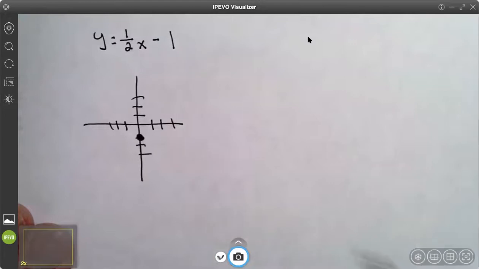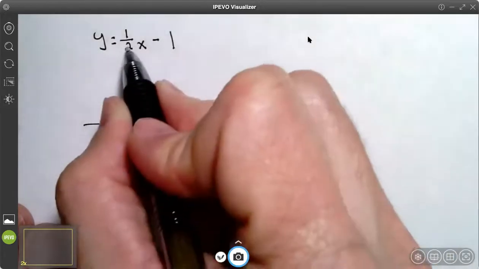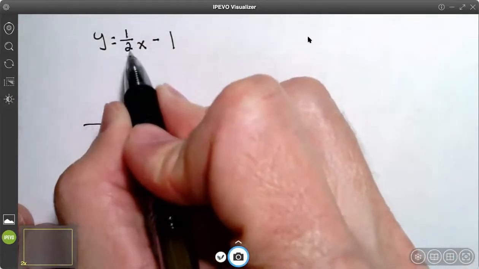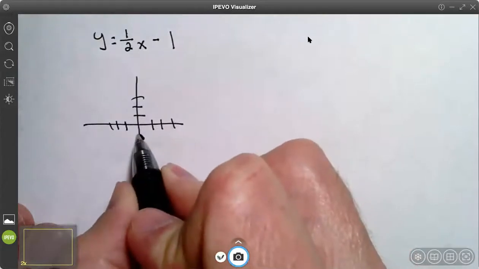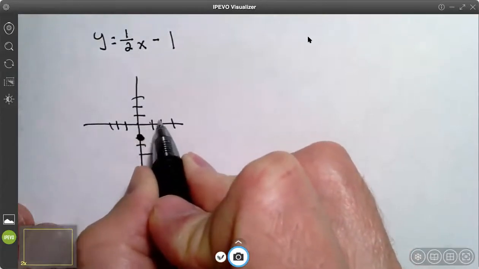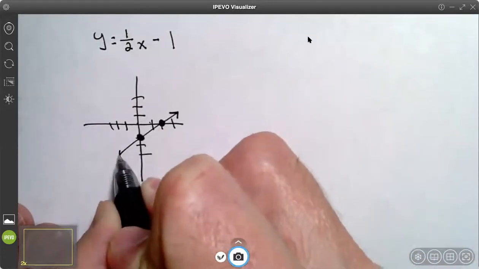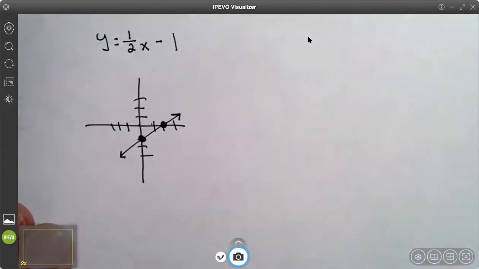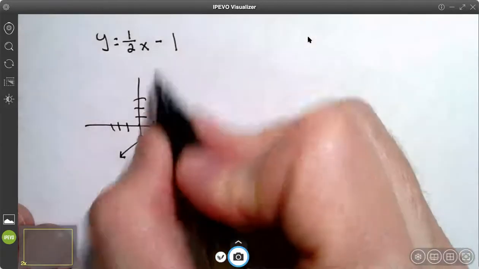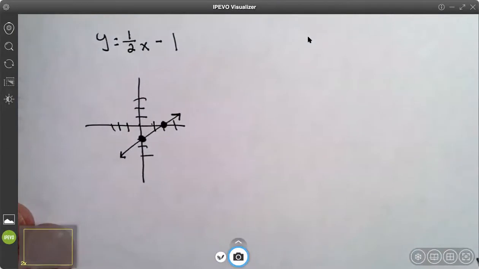There it is. From your y-intercept, you count your slope. This says I rise 1, I run 2. Rise 1, run 1, 2. Put your other dot, draw your line through it. We just graphed it. I just graphed an equation using slope-intercept form. And I can draw my graph that quick.